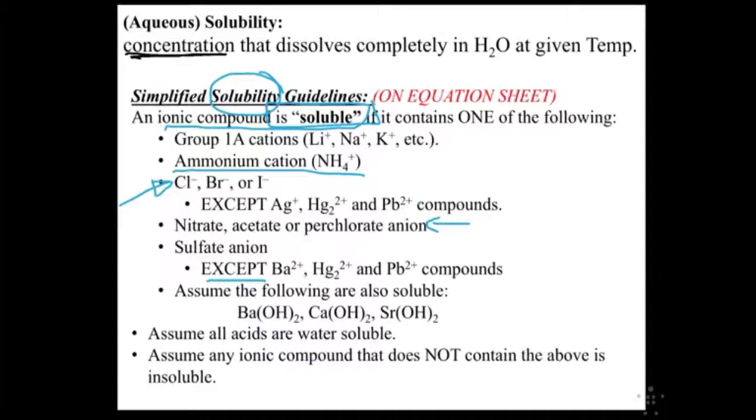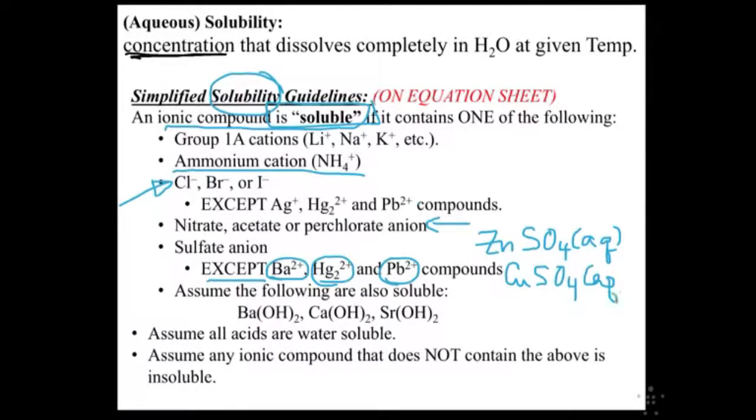The sulfate ion is usually a part of a soluble compound, except if it's with barium, mercury 2 plus, or lead 2 plus. So, for example, let's just stick with zinc. If we had zinc 2 sulfate, that'd be ZnSO4. That would be soluble. Copper 2 sulfate would be soluble, CuSO4 aqueous. But if we had lead 2 sulfate, PbSO4, that's going to be insoluble. That's going to be a solid.